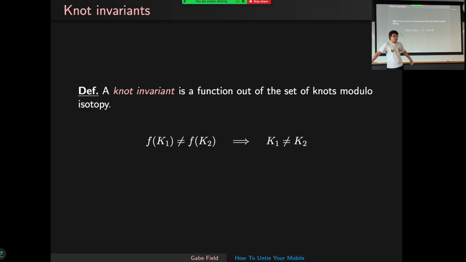All right, so here's kind of the main tool that has cropped up. It's a knot invariant. A knot invariant, quite simply, is a function out of the set of knots modulo isotopy. In particular, being a function, if the outputs on two knots K1 and K2 are distinct, then these must actually be distinct knots, K1 and K2 not isotopic, if you will. Cool. Awesome.